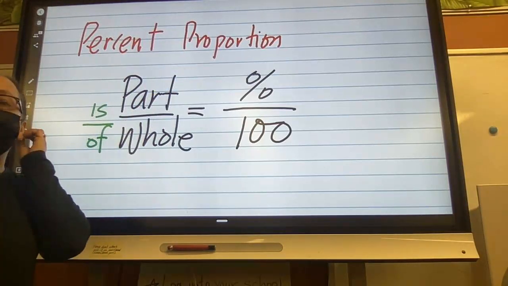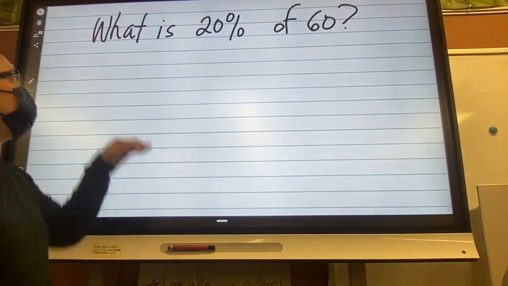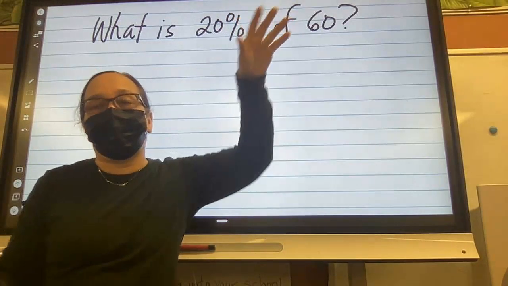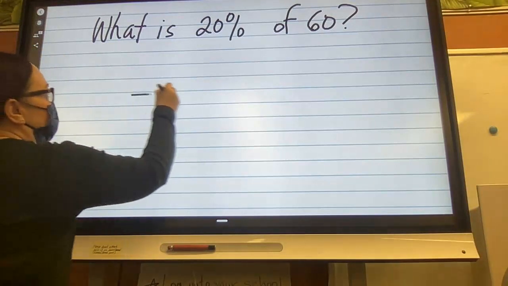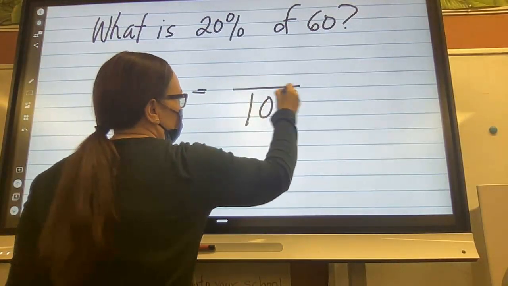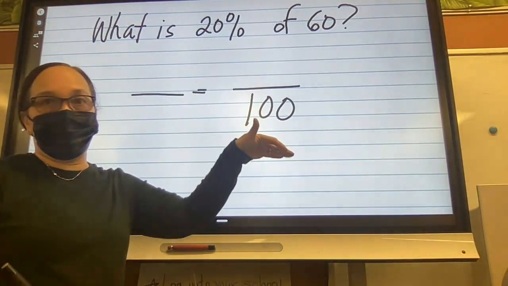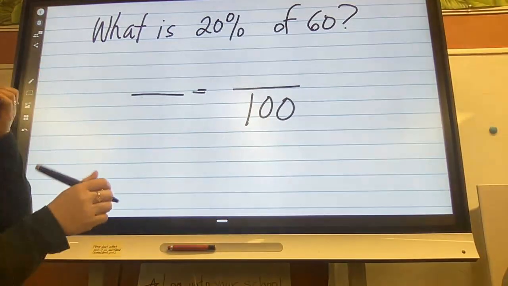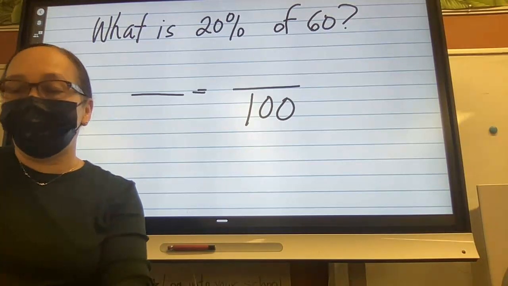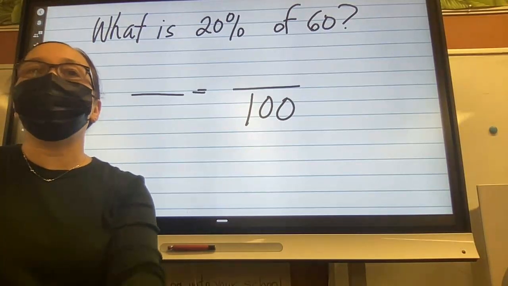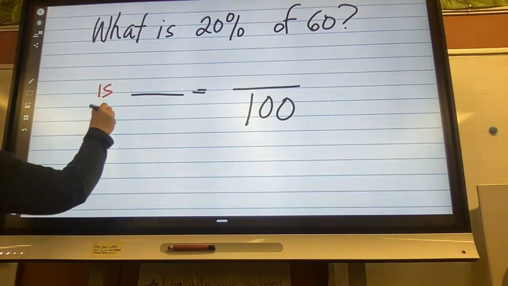Let's put this in an example so that we know what I'm talking about. Here in our first example: what is 20% of 60? We're going to set up a proportion. It will always be this way: part over whole, percent over 100. So we set up like that. When we have working problems later on, I want you to really set up the proportion. So this is going to be your is, and that's going to be your of.